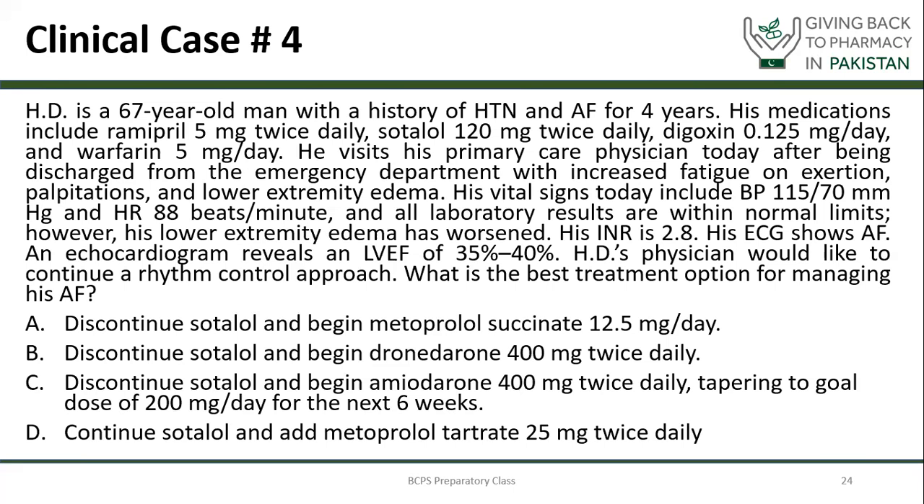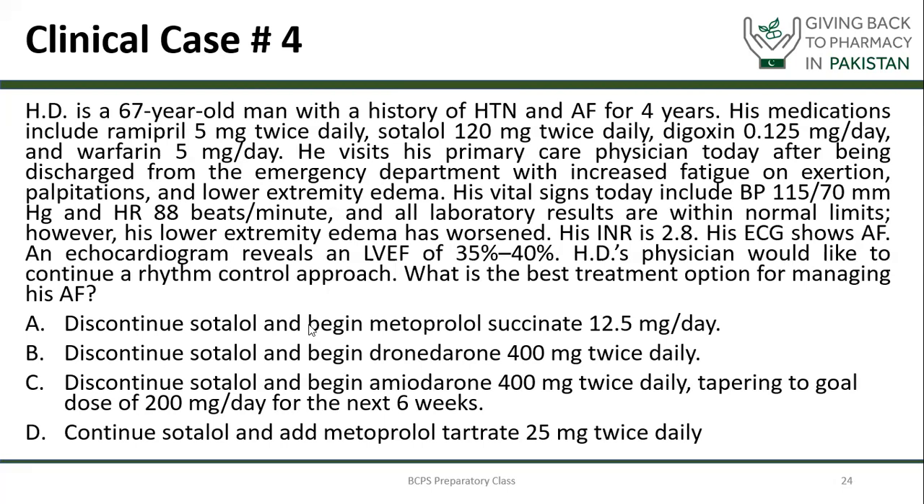His vital signs today include BP 115 over 70 millimeter mercury, heart rate 88 beats per minute, and all laboratory results are within normal limits. However, his lower extremity edema has worsened. His INR is 2.8. His ECG shows atrial fibrillation. An echocardiogram reveals a left ventricle ejection fraction of 35 to 40%. The physician would like to continue a rhythm control approach. What is the best treatment option for managing his atrial fibrillation?